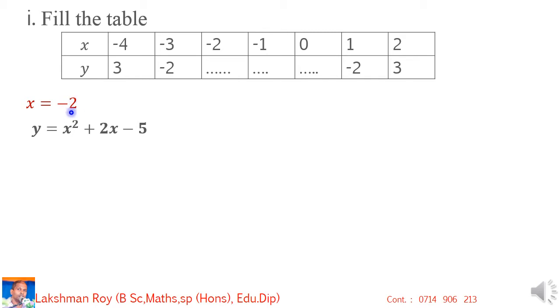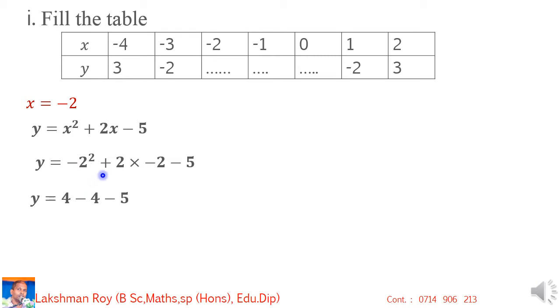Let's see here, x is negative 2, right? x squared, negative 2 squared, plus 2 into x, here 2x means 2 into negative 2, right? Then minus 5, right? Let's take negative 2 squared. What is the value of negative 2 squared? Negative 2 squared means negative 2 into negative 2, right? So 2 into 2 is 4, negative negative is positive, that is positive 4.